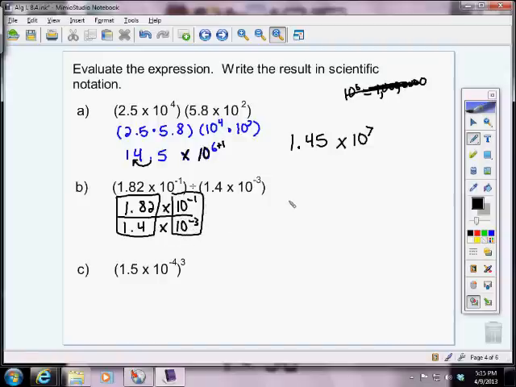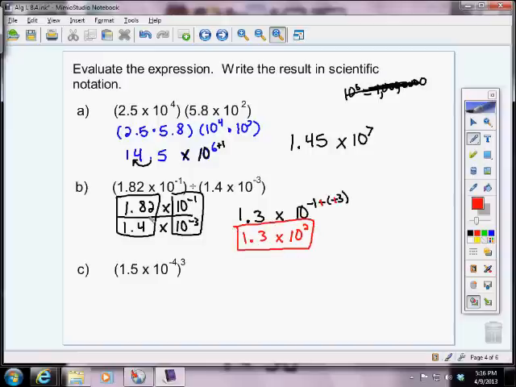So if I just grab my calculator and go 1.82 divided by 1.4, I get a solution of 1.3 times 10. If I subtract these, negative 1 minus a negative 3, this becomes 1.3 times 10, because it's always times 10, keep, change, change. Negative 1 plus 3 is 2. So my solution is 1.3 times 10 to the second.